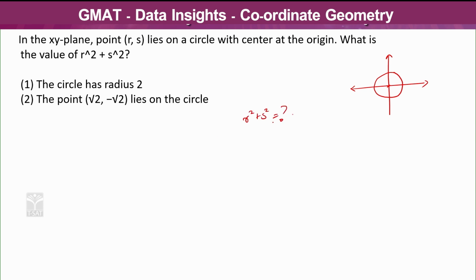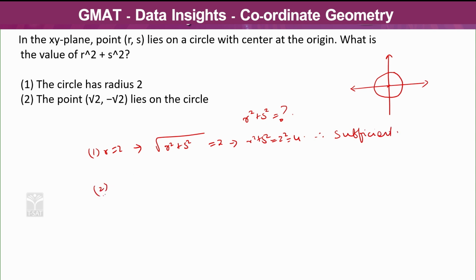If the circle has a radius of 2, that means that under root of r square plus s square will be equal to 2, which means r square plus s square is 2 square, that is 4. You can therefore calculate r square plus s square. Therefore this information is sufficient to answer the question.